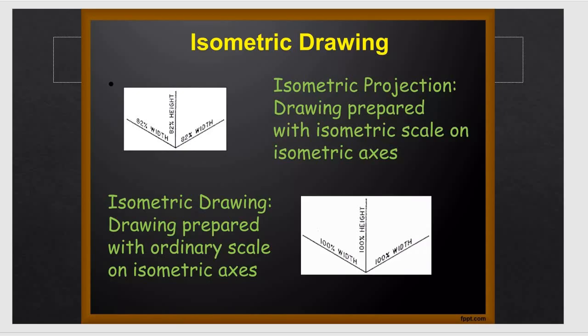Isometric drawing is different from isometric projection. In isometric projection, the drawing is prepared with the isometric scale on the isometric axes x, y, z. Isometric drawing is prepared with the ordinary scale on the isometric axes. First, we understand what isometric projection and isometric drawing are.